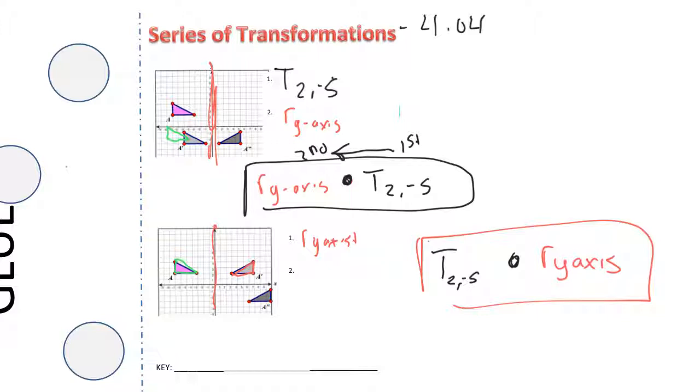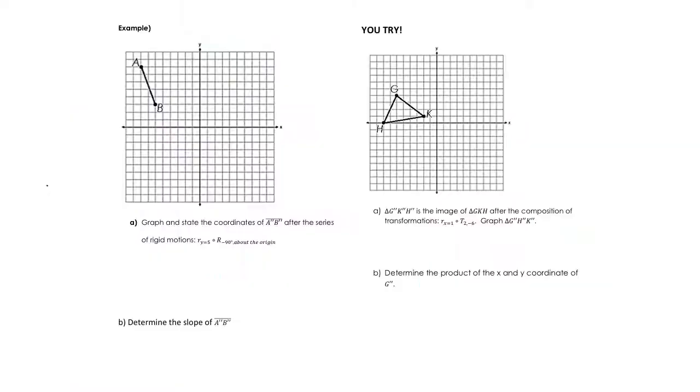Remember, when we have this circle symbol, this is the first move. We read it backwards, right to left. This is the second move. So on this bottom one, I started with a reflection, then I translated. Reflection, then translate. Let's go look at some examples on the inside.